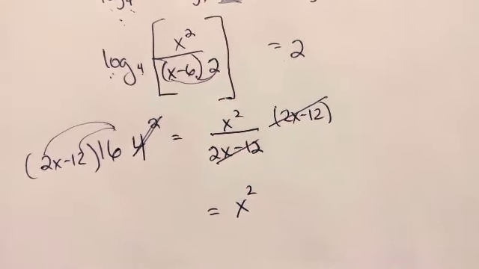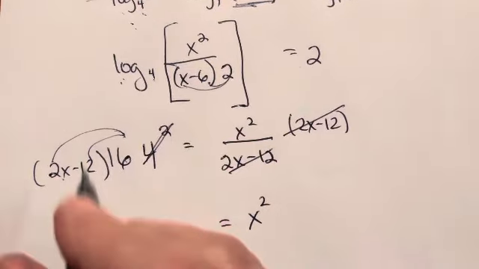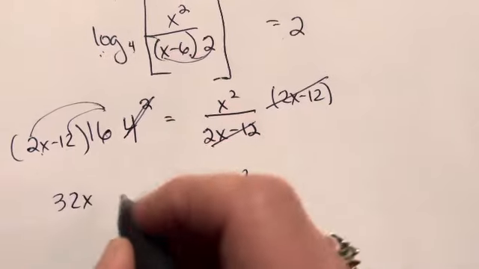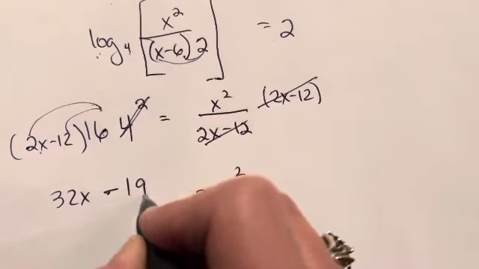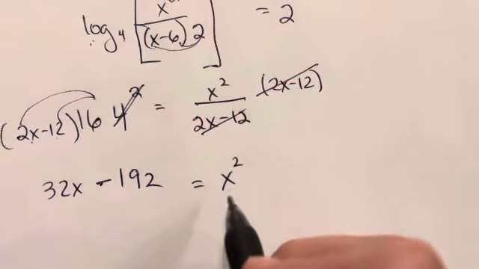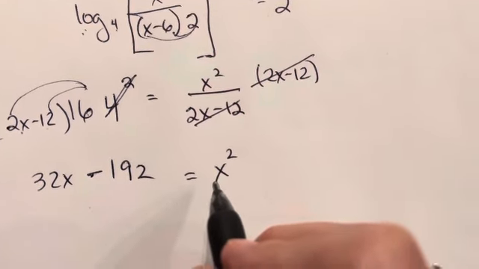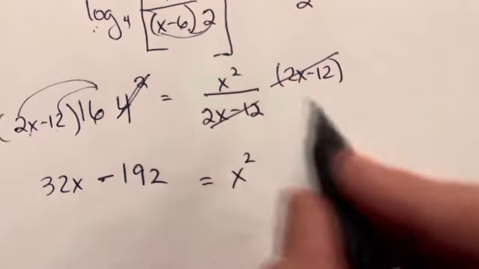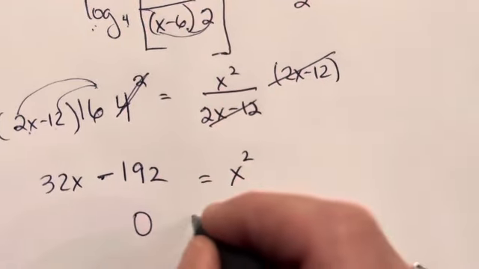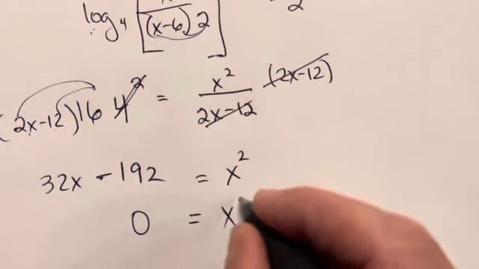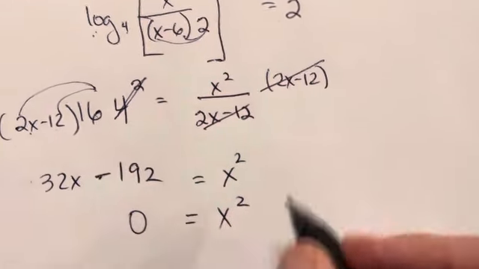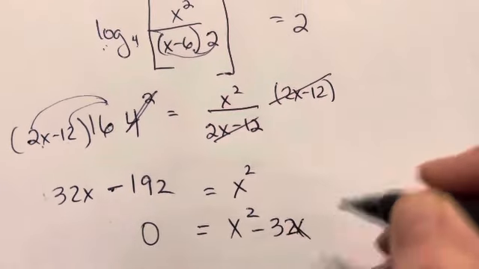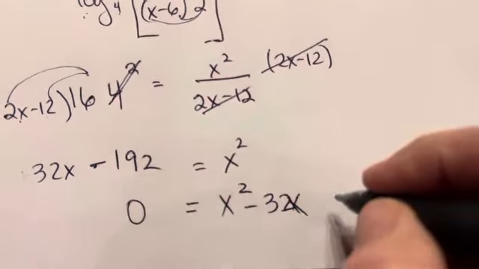Use your lovely calculator. Okay, 16 times 2 is what? 32x. 16 times a negative 12 is negative 192. Okay, I've got an x squared. I'm going to set him equal to 0. Because he's positive, I don't want to move him. So I'm going to move everything over here with him. So I've got my x squared. Because he's positive, when I move him over here, he becomes negative. Sorry, I'm getting to the end of my paper. When this guy's negative, move him over here, he's positive.